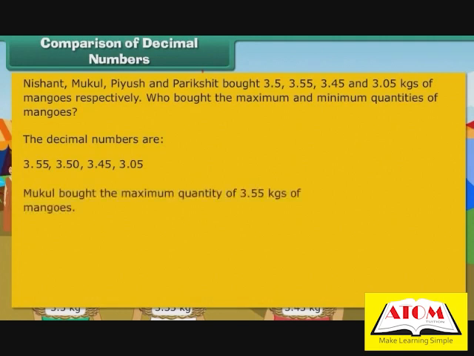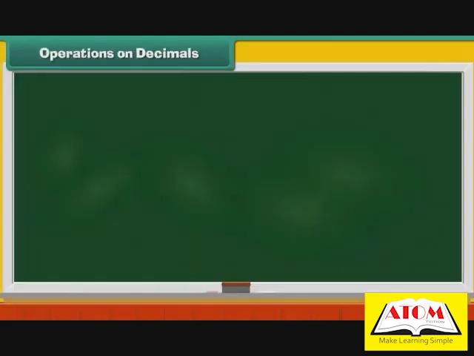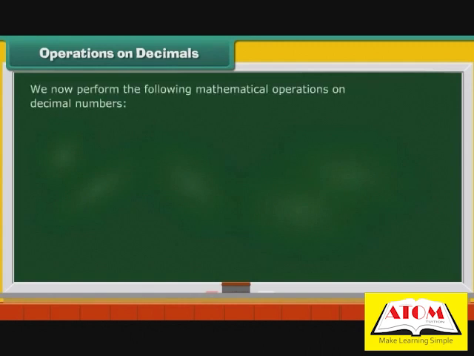It means Mukul bought the maximum quantity of 3.55 kgs of mangoes. Parikshit bought the minimum quantity of 3.05 kgs of mangoes. Operations on decimals. We now perform the following mathematical operations on decimal numbers: addition, subtraction, multiplication, division. Let us look at the above mathematical operations in our further screens.